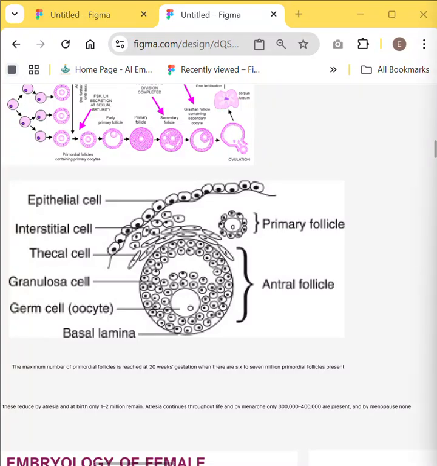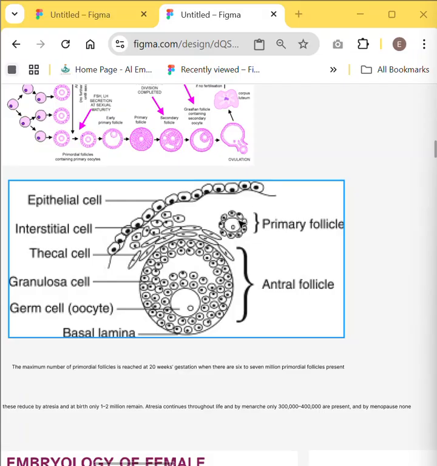The development of an oocyte within a primordial follicle is arrested at the prophase of its first meiotic division. This is also very important. The development of an oocyte within a primordial follicle is arrested at the prophase of its first meiotic division. It remains in that state until it undergoes atresia or enters the meiotic process preceding ovulation.